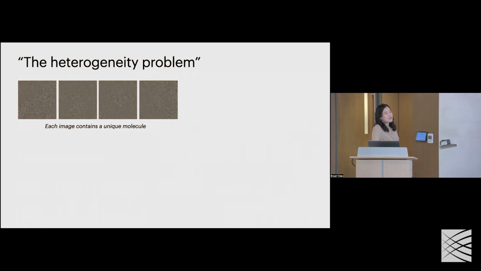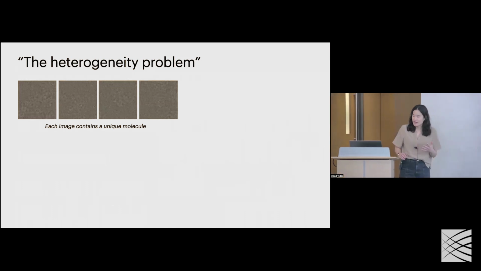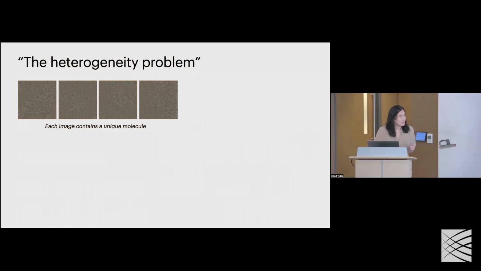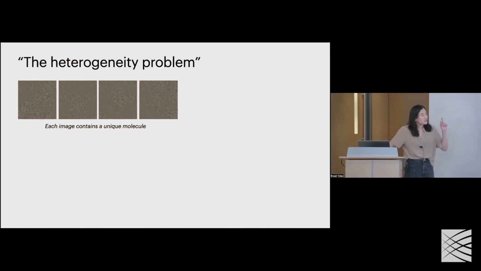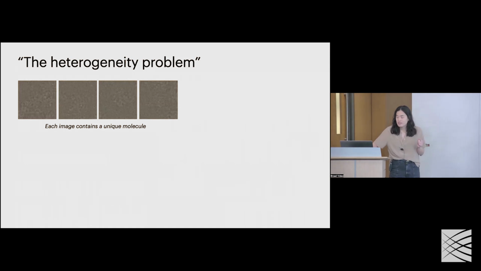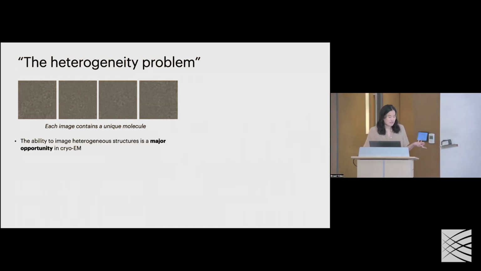Okay, so that was homogeneous reconstruction, but we have this heterogeneity problem, which is the major opportunity we're interested in. So each cryo image contains a unique molecule and potentially a different conformational state. So the ability to image these heterogeneous structures is a major opportunity in cryo-EM, and especially relative to other techniques like crystallography, where we've experimentally rigidified each copy of our molecule in the exact same conformation.